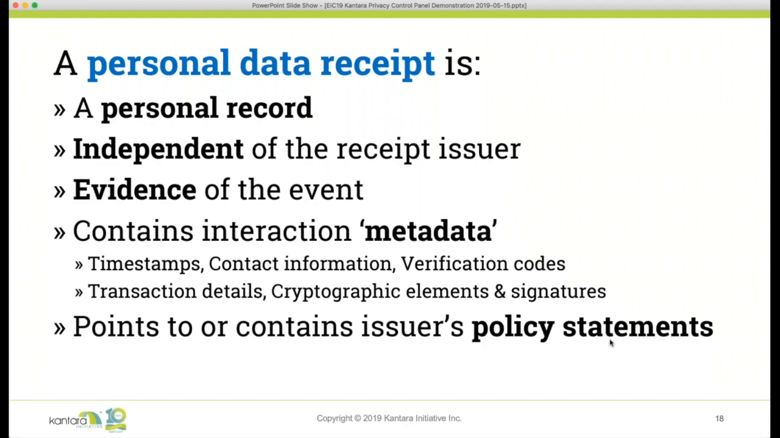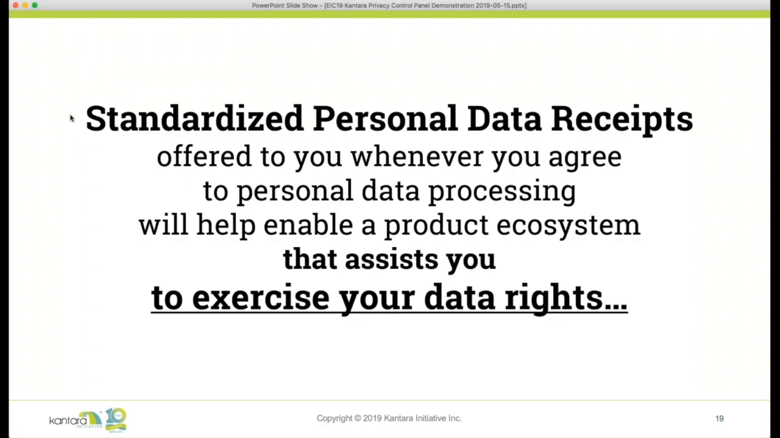So this is just a rewriting of the sales receipt definitions, characteristics, with personal data in the mix. So a personal data receipt is a personal record, completely independent of the issuer. It's some form of evidence of the event, and it has metadata. So what happened when? And important for us is it points to or contains the issuer's policy statements. So things like, what was the privacy statement at the time? What was the form of notice? How was it collected? And so on. And as we all know, these things are covered in the Kantara consent receipt specification. So one of the scenarios is that the personal data receipt lets you exercise your data rights.